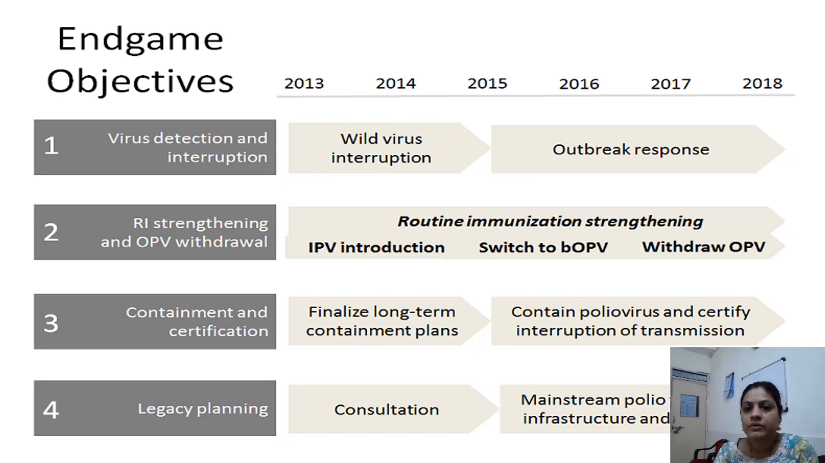First, by 2014 we had to introduce IPV. Then in 2016, we had to switch to bivalent OPV, and by 2018, we have to withdraw all the oral polio vaccine, which has not been done yet. Then containment and certification: finalize the long-term containment plans, contain poliovirus and certify the interruption of transmission. Then legacy planning, consultation and mainstreaming the polio eradication infrastructure.